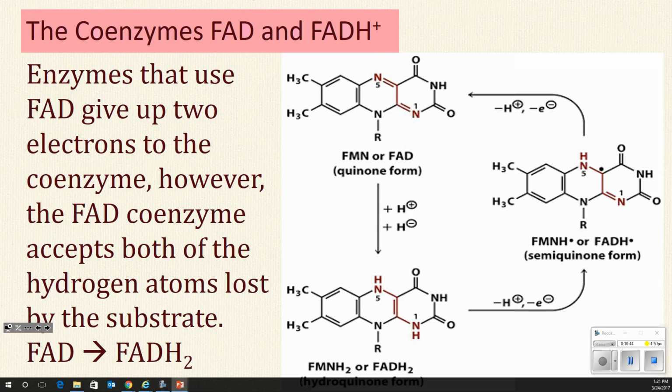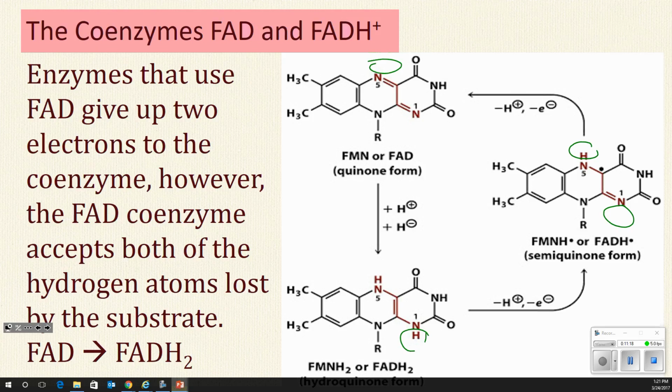As we're going down, I tried to find one that would show you what's going on in different places that would highlight when a hydrogen came off and how it was transported. Okay. So enzymes that use FAD give up 2 electrons to the coenzyme. However, the FAD coenzyme accepts both hydrogen atoms lost by the substrate. So instead of going just to FADH, it actually goes to FADH2.